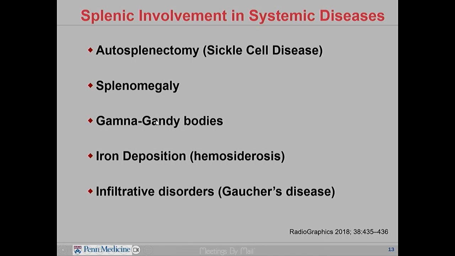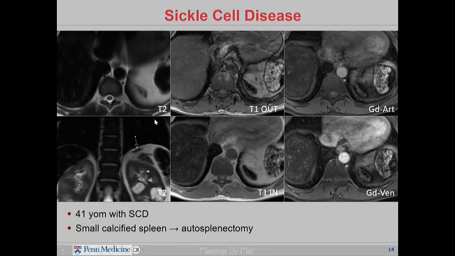Next, we'll talk about splenic involvement in systemic diseases. So this is a patient with sickle cell. You have autosplenectomy. The spleen is diminutive in size, and you see that on the in-phase sequence, there's blooming, there's loss of signal, and that's owing to splenic calcification.